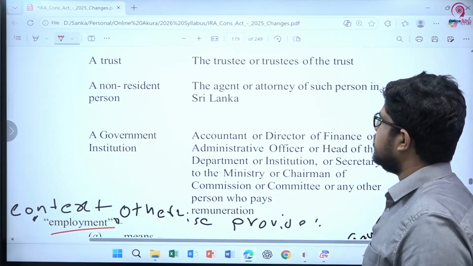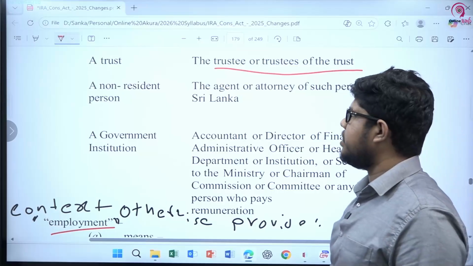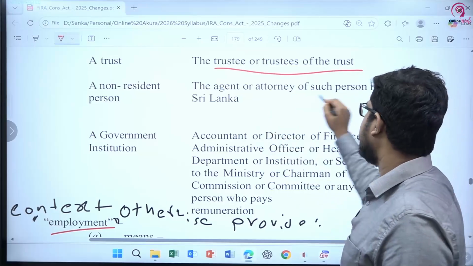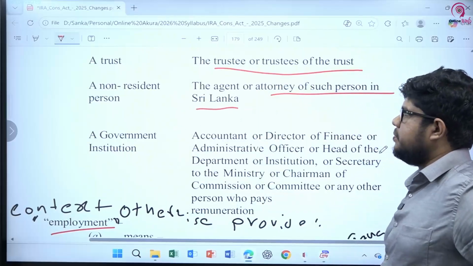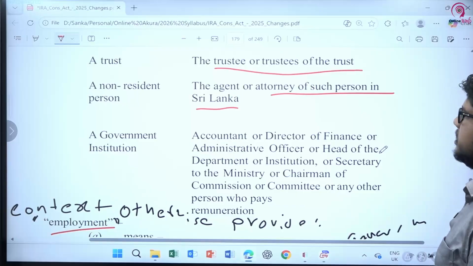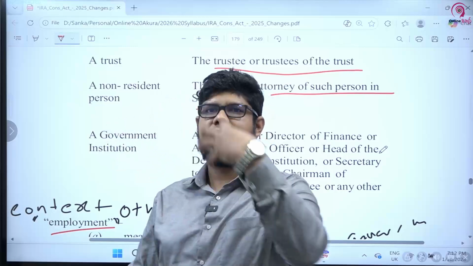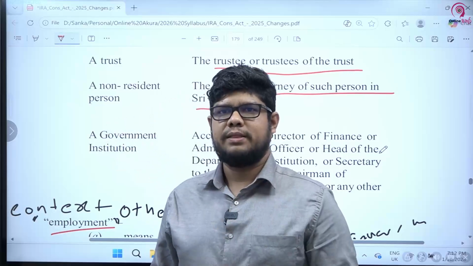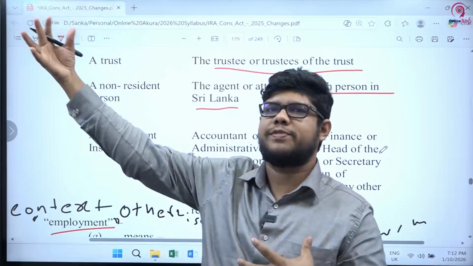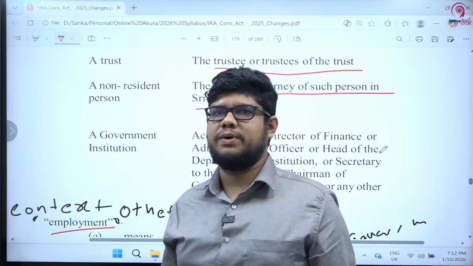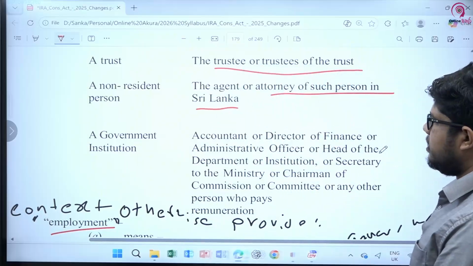A trust: the trustee or trustees of the trust. A non-resident person: the agent or attorney of such person in Sri Lanka, right? So for foreign persons, there will be a power of attorney, right? They have been engaged for doing some activities on behalf of that foreign person. We call it attorney, right? So those are the employers.